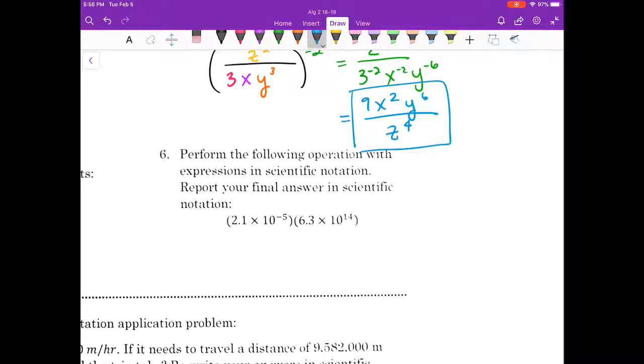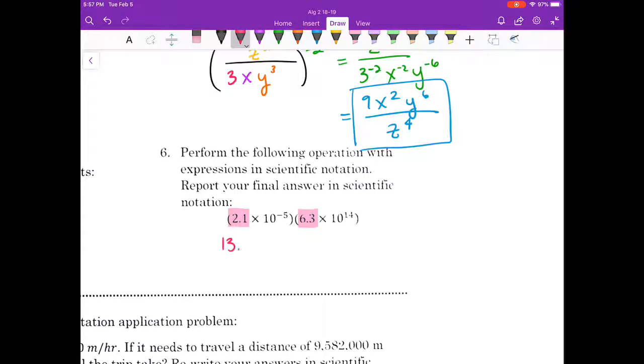Last one, number 6. We are multiplying two numbers in scientific notation. So first we, quote unquote, combine like terms. So 2.1 times 6.3, we get 13.23 times 10 to the, let's see, oh, that's right, we just need to add our exponents. So times 10 to the negative 5 plus 14, 9th.